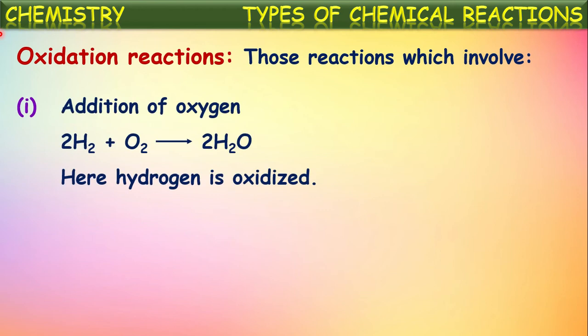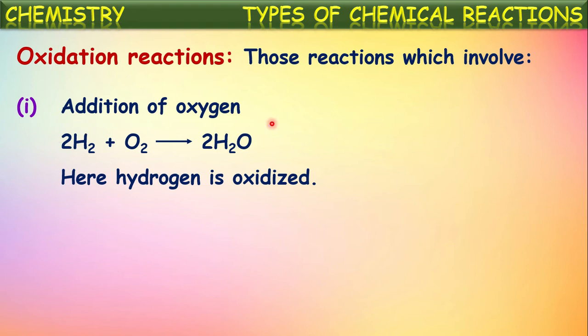First, let us go through the addition of oxygen. The addition of oxygen to a chemical substance is called oxidation. That substance is said to be oxidized. For example, hydrogen is added with oxygen to form water. What is happening here? Hydrogen is added with oxygen. This addition of oxygen to a chemical substance is called oxidation. Now we can say hydrogen is oxidized because hydrogen is added with oxygen for the formation of water. So hydrogen is oxidized to form water.